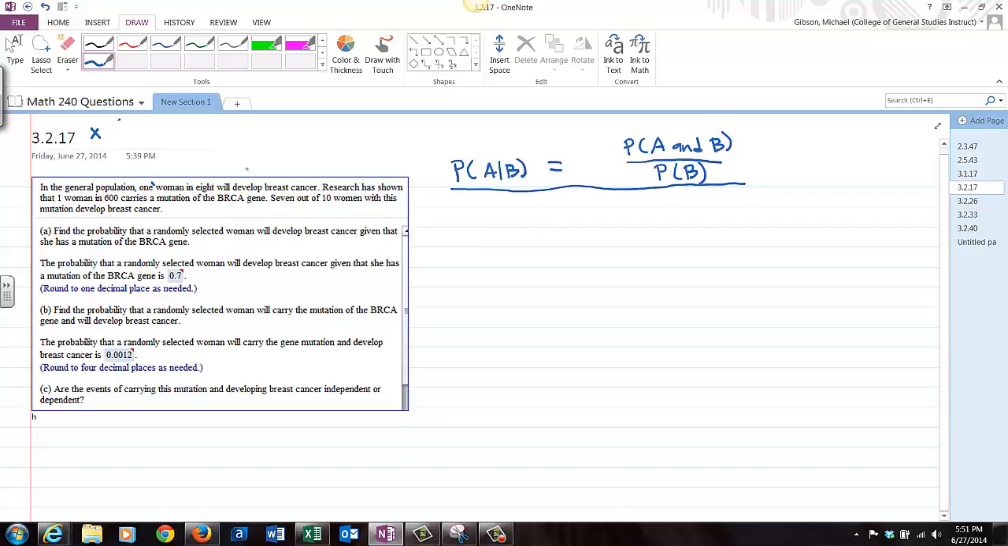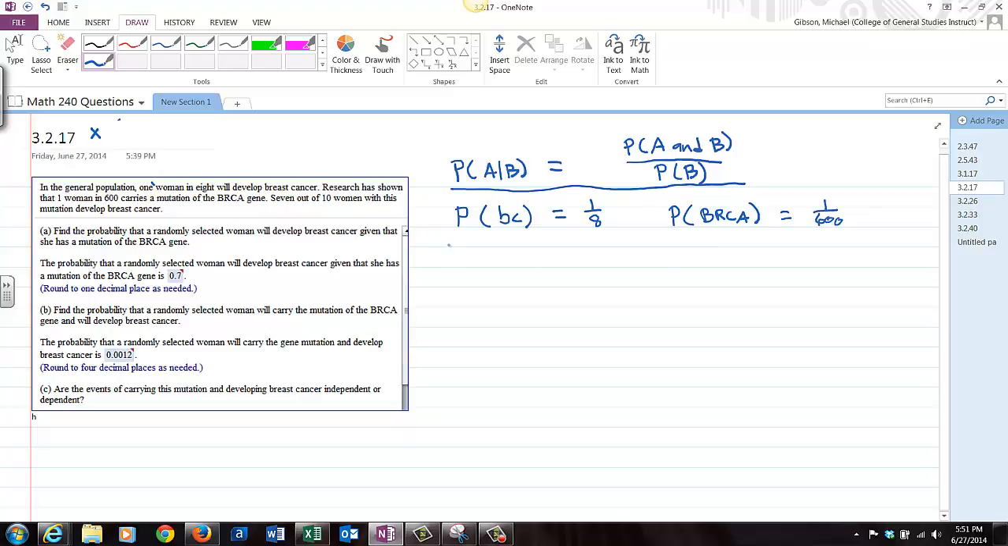In the general population, 1 woman in 8 will develop breast cancer. So I'm going to use BC for breast cancer. In the general population, the probability of getting breast cancer for a woman is 1 out of 8. Research has shown that 1 woman in 600 carries a mutation of the BRCA gene. So I'm just going to call it probability of BRCA, 1 in 600. It's really the probability of a mutation of this, but we just need to know what we're talking about when we write the symbols down.